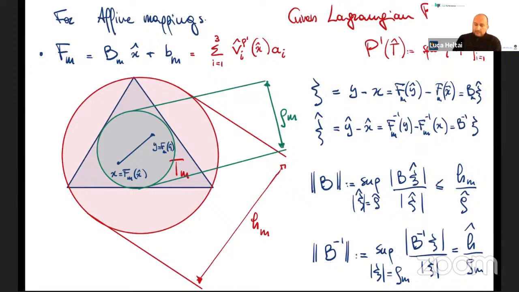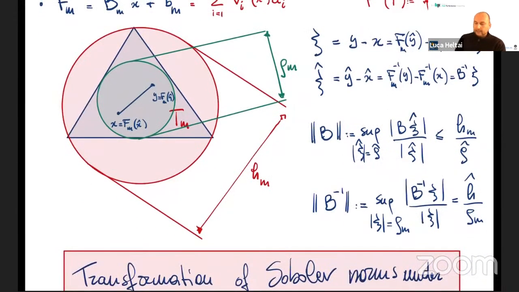And the mapping for TM has some nice properties. If I look at the vector that joins two arbitrary points in the triangle, X minus Y, I can exploit the fact that the differences Y minus X and Y hat minus X hat can be expressed as applications of the matrix B, which is the Jacobian of FM, to xi hat and to xi respectively. So B xi hat is equal to xi and B inverse xi is equal to xi hat, and exploit the definition of the induced norm of B, taking the vector in the Euclidean norm, so this is the length of the vector X minus Y.